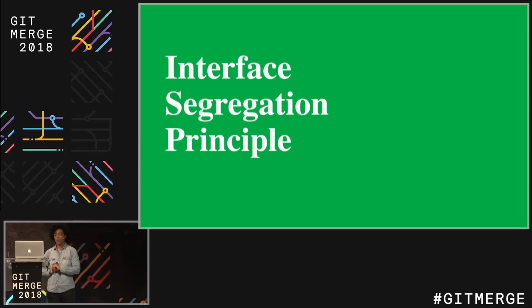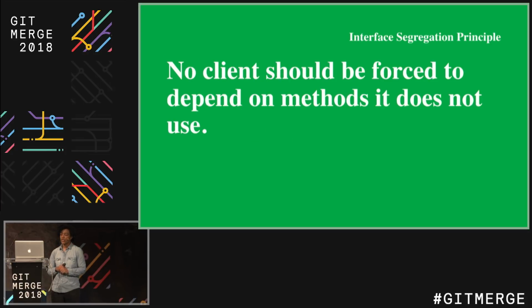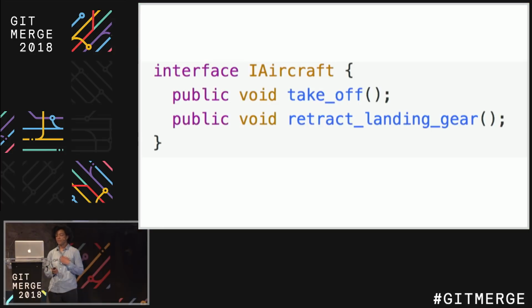So the next principle is the interface segregation principle. No client should be forced to depend on methods it does not use. The classic examples of this are in typed languages like Java, where you have actual interfaces that define some sort of behavior. So let's switch to Java to see an example.